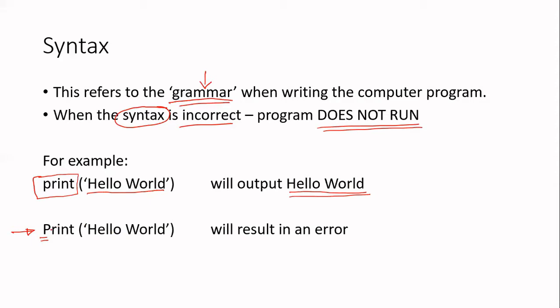But in this example, you will see now that we are using a capital letter P, which seems to be a minor change. Everything else remains the same. But to the computer, that capital letter P means incorrect syntax, and as a result, this will result in an error. The program will not compile and run, and you will not get any output. So it's really critical that the syntax must be correct if you want your program to run.